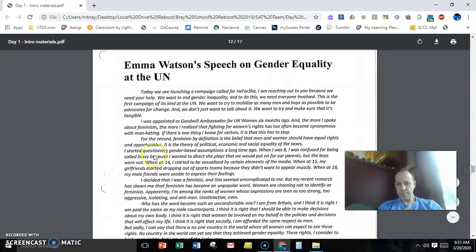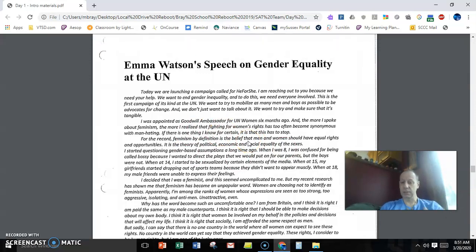Okay, so in your packet there's this speech by Emma Watson. It's a brilliant speech that she delivered to the UN back in, I think it was 2016, might have been 17, where she was talking about gender equality, and more specifically the He for She movement. The reason I chose this speech for you to practice the rhetorical techniques is it's just got everything. So you can easily identify audience, main idea, and purpose as you read this.